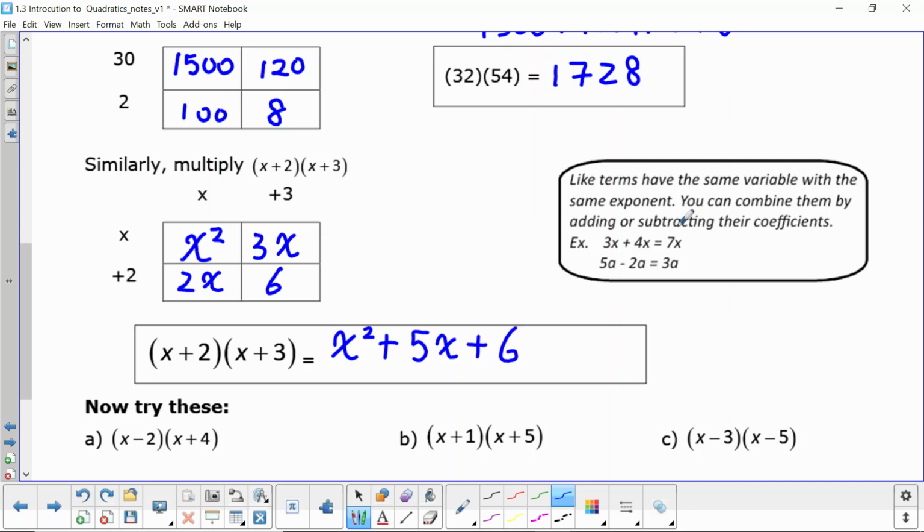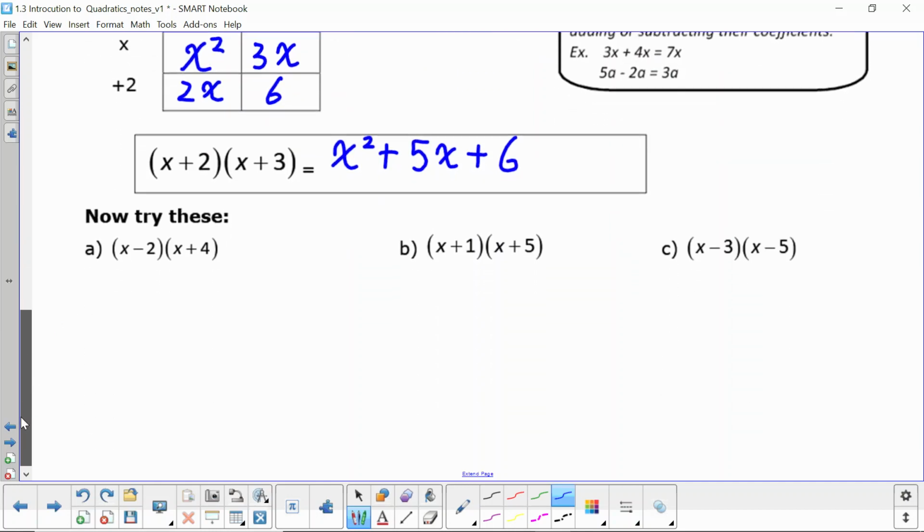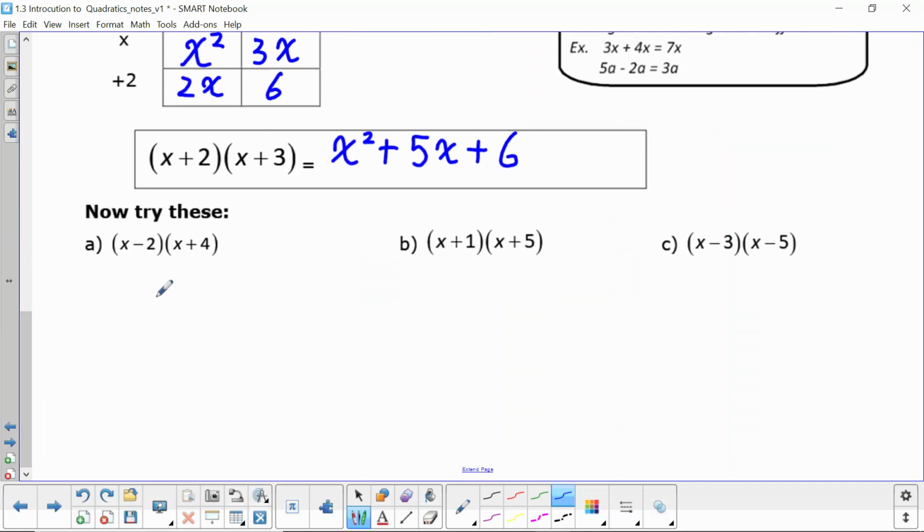So this is what you learned today, how to expand a binomial, two terms times two terms, by using an area model. Draw a 2 by 2 box. You have two terms, then you have 2 by 2 boxes. So this is expanding. Now we are going to use this method and try to expand.